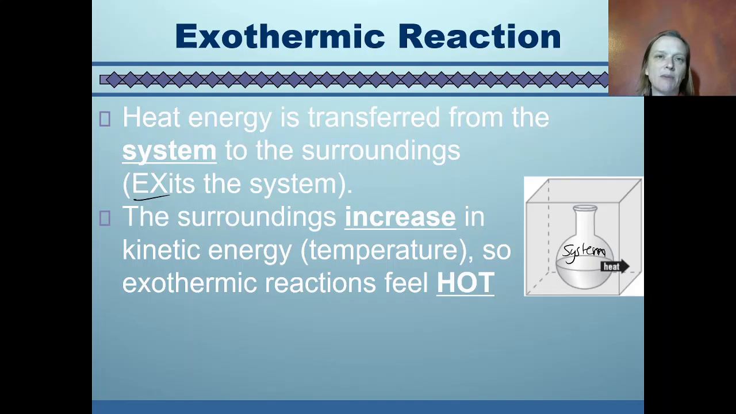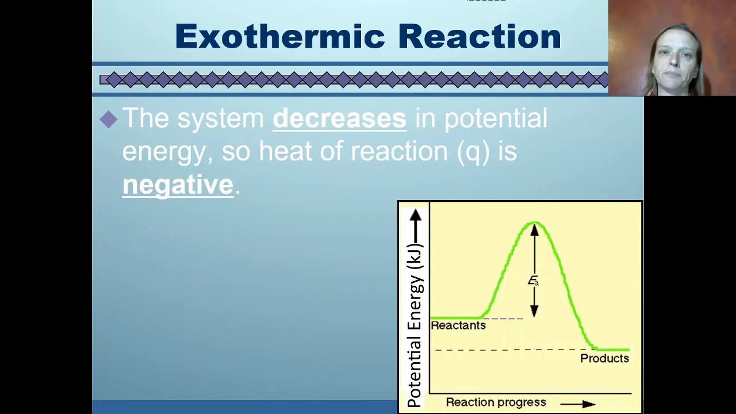The standard example of an exothermic reaction would be something that's on fire. Okay, fires feel hot. Energy is leaving the log or coal, whatever's burning, and going into the surroundings so that the surroundings feel hot. In an exothermic reaction, the system, the chemicals that we're looking at, decrease in potential energy. So the heat of reaction is negative.